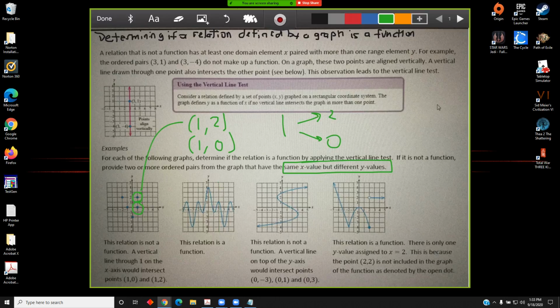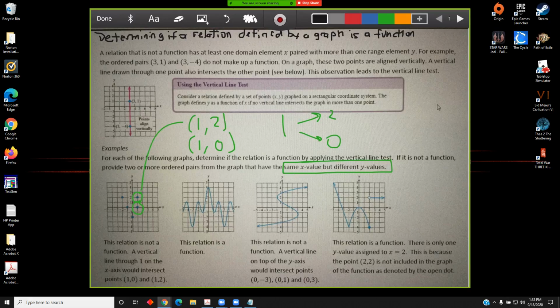In fact, careful examination of this graph shows that no matter how many times you try, each vertical line you draw will intersect the graph at exactly one point. And for that reason, this relation is a function. All right, let's move on to our third graph.